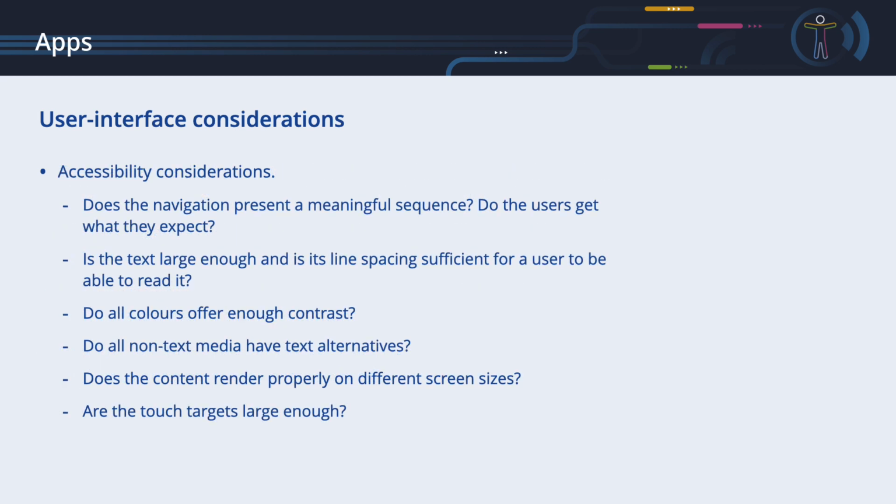Here are some examples of potential accessibility considerations. Does the navigation present a meaningful sequence? Do the users get what they expect? Is the text large enough? And is its line spacing sufficient for a user to be able to read it? Do all colors offer enough contrast? Do all non-text media have text alternatives? Does the content render properly on different screen sizes? Are the touch targets large enough?